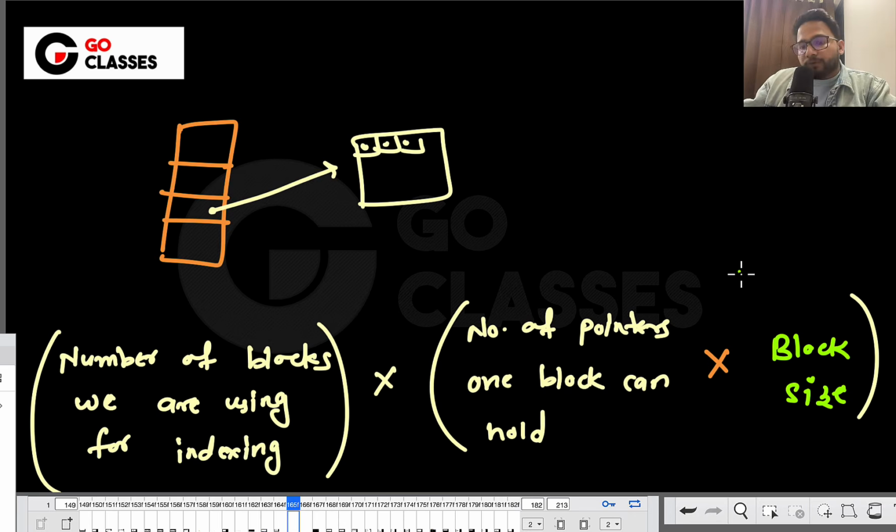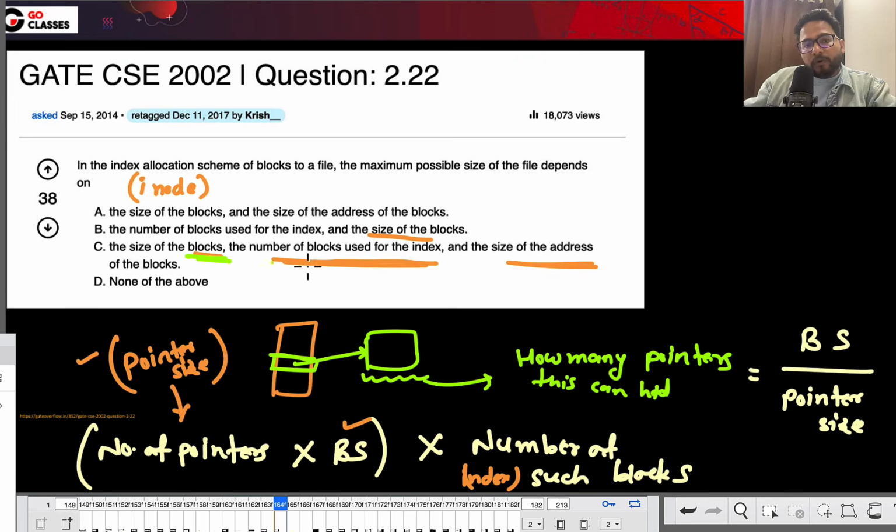So this is a rough formula. If there is even one more level of indirection, whatever you do, it will depend only on these three things: how many index blocks are there, how many pointers each block can store, and obviously the block size. How many pointers means it is basically the address size or the pointer size. So it depends on three things: pointer size, block size, and the number of blocks we are using for indexing.